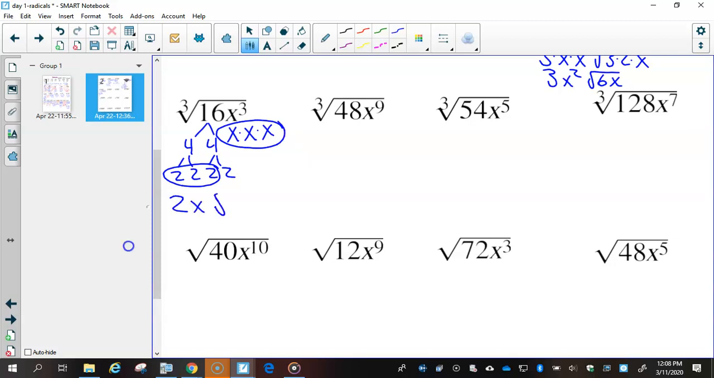2x. Inside, we would just have that 2, but these are cube roots, so this needs to stay a cube root. If you don't put the cube root, it's now a square root, and you change the problem. So don't do that. If you want to put parentheses, you may. You don't need to.